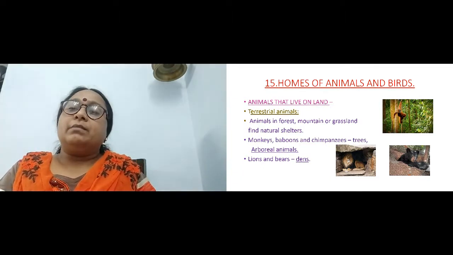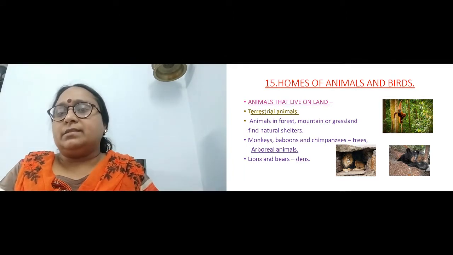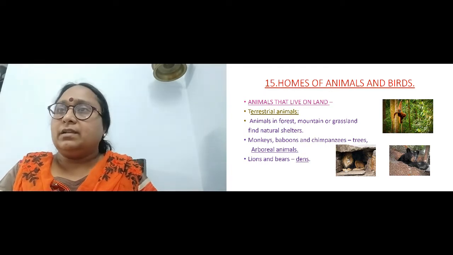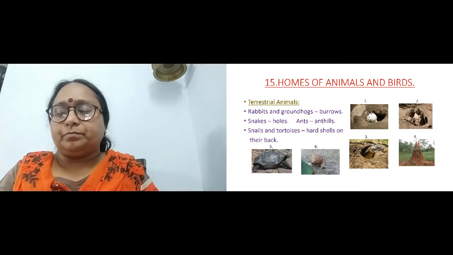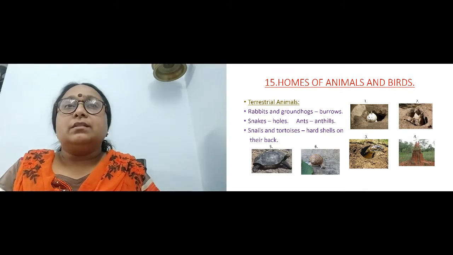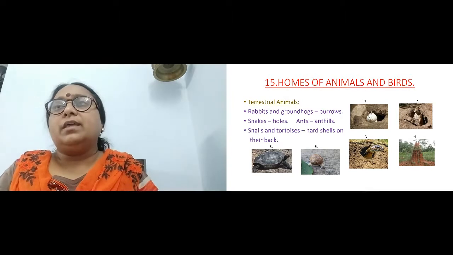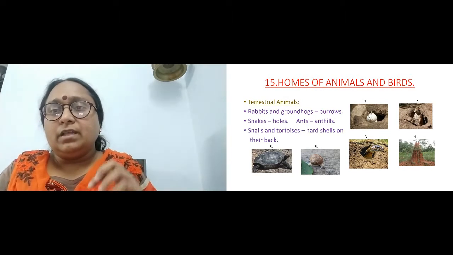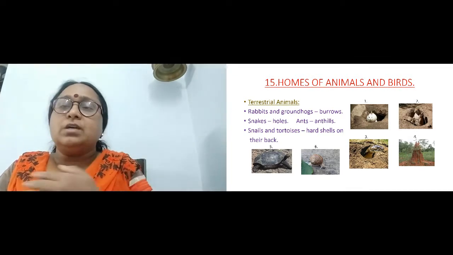Animals like lions and bears live in dens. In the second and third pictures below, you will see the lion sitting in the den. Even the bear has gone underground to his den. Some animals like rabbits and groundhogs burrow into the soil. They live in burrows, that means a small hole they dig into the soil.